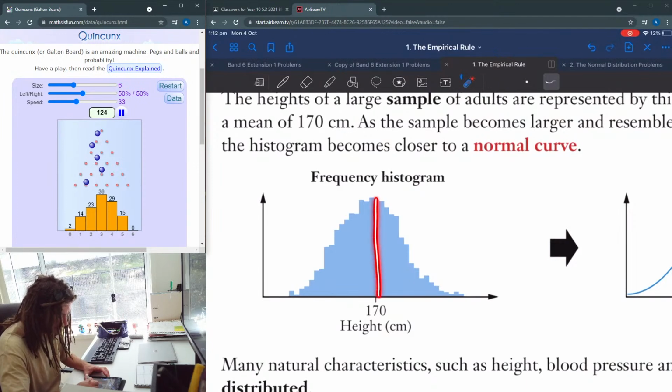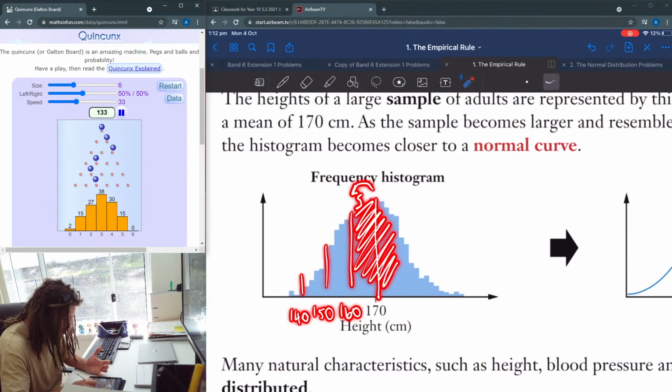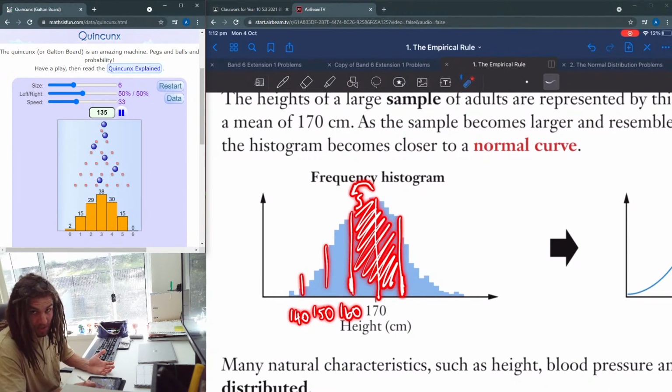In other words, if I measured everyone's heights, you might find that the mean's 170. Maybe the standard deviation's 10. So maybe this is 160, maybe this is 150, maybe this is 140, right? Okay, so that's 1 standard deviation. So that means 68% of people are going to be between 160 centimeters and 180 centimeters.